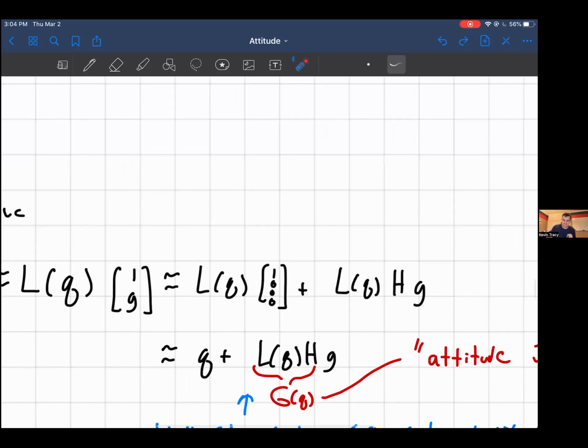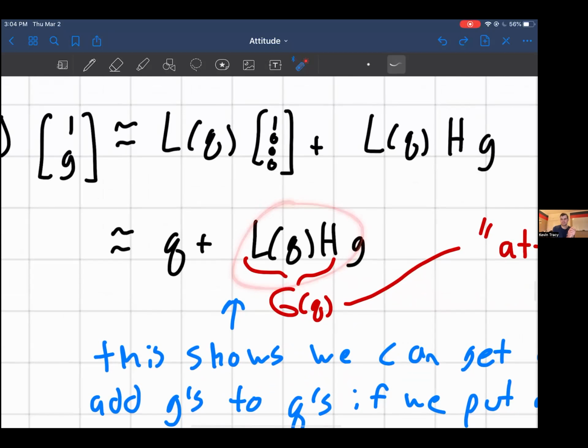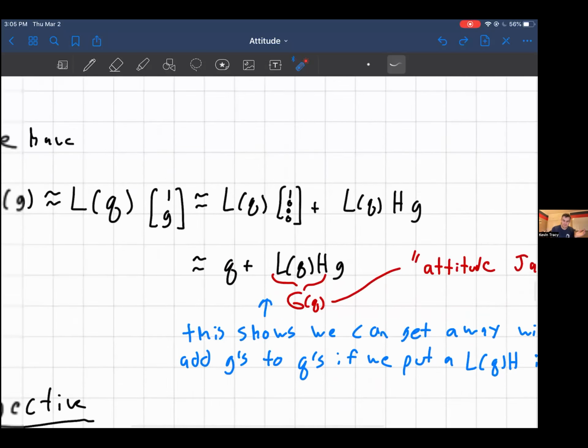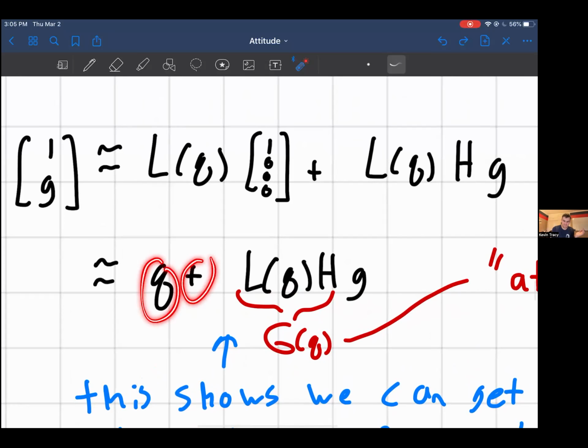And so we can write this out, again approximately, by separating out these two terms. I have L(q) times just the identity quaternion, so 1 with 3 zeros, and then L(q) times H times g. What we've done here is show that we can do the additive stuff, but we can't just add g onto q. We have to push it through this L(q)H stuff. We'll call this G, and this is what we call the attitude Jacobian. This is what you'll see Zach call this. Basically we showed that I can add a g to a q, but only if I first push it through this matrix right here.